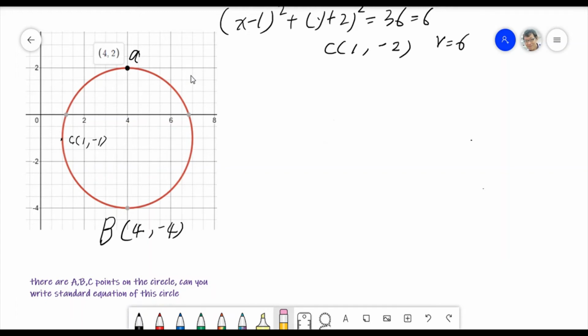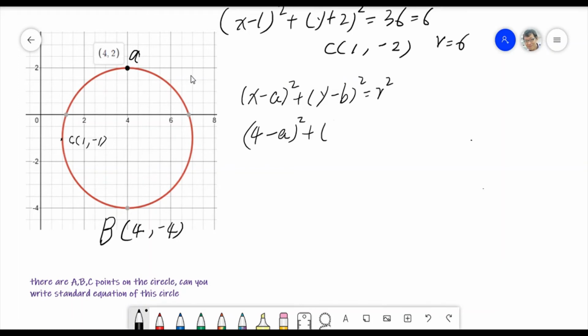So let's write this one. Let's see what the standard form is. It's x minus a squared plus y minus b squared equals r squared. a and b are the coordinates of the center, and we have the 3 points, right? So first we substitute point A into this equation because it meets this equation. This is a circle. So x here is 4, right? 4 minus a squared plus, what's y? y is 2. 2 minus b squared equals 1 squared.